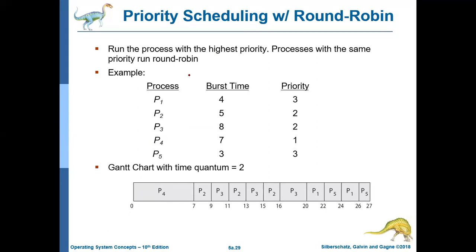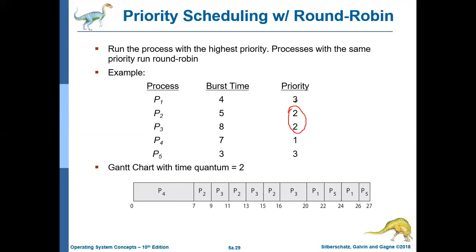Now again, we are having another problem. Run the process with the highest priority, and processes with the same priority run round robin. Now let us take an example. Again, 5 processes are there, burst times are there, priorities are there. Some processes are having the same priority.